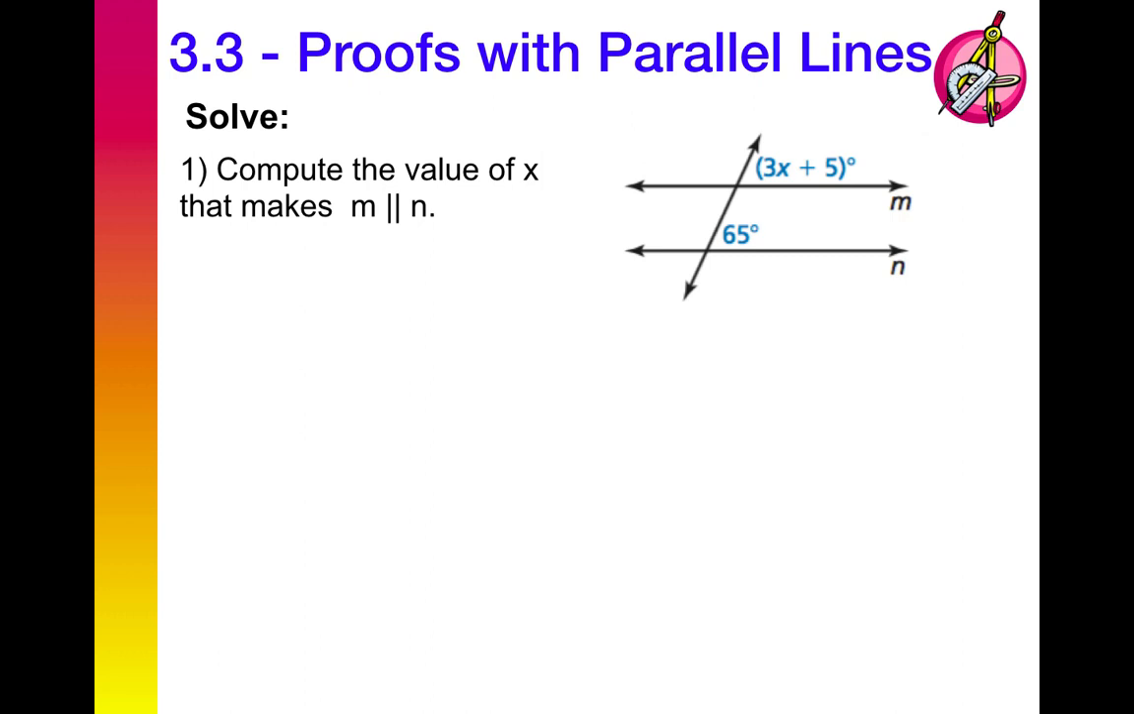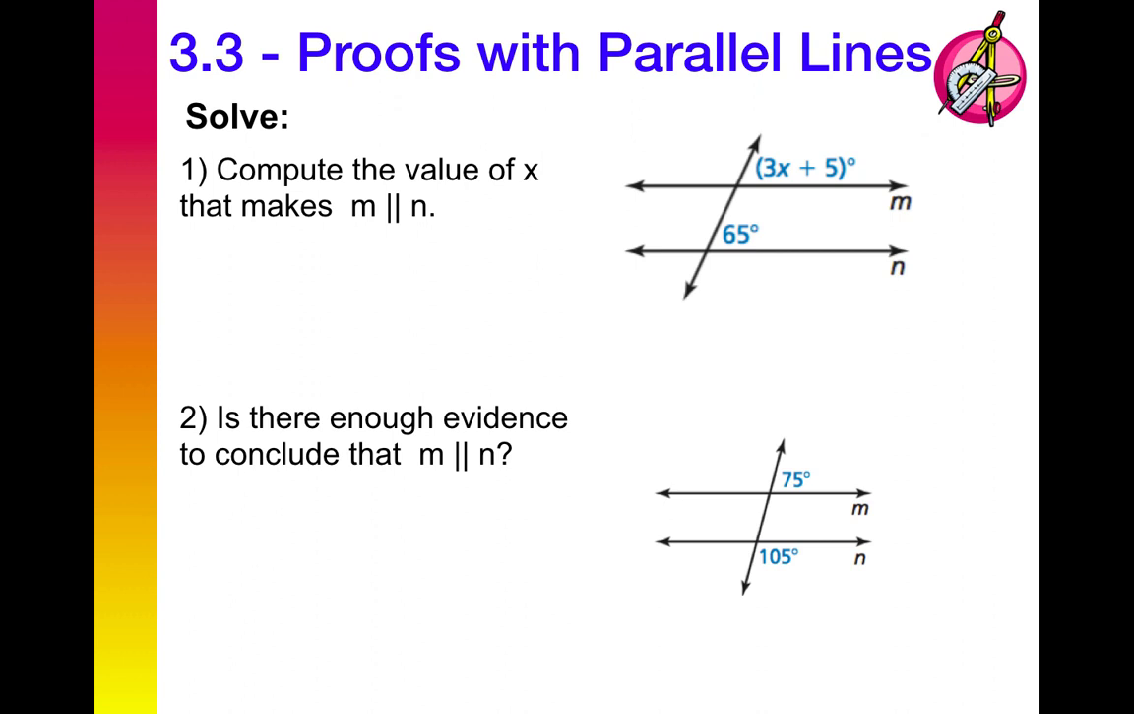Let's look at a problem. Let's compute the value of x that makes these two lines parallel. To make these two lines parallel, these are corresponding angles, we have to make them equal to each other. And when you do, then you can compute x. I'll leave it to you to compute what x is.